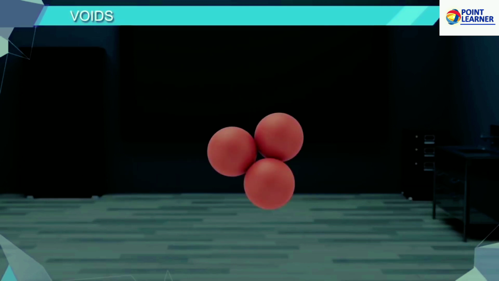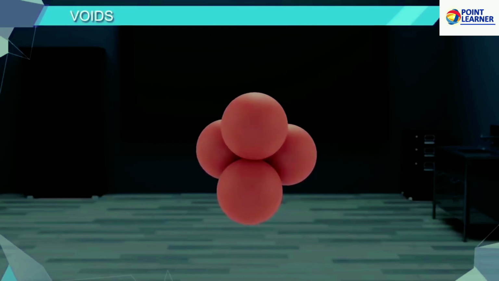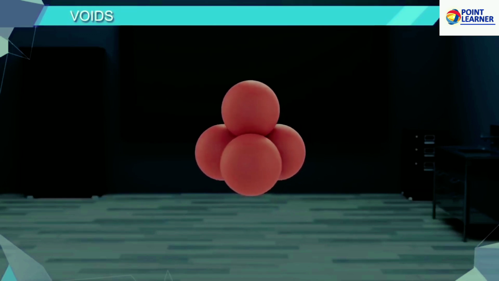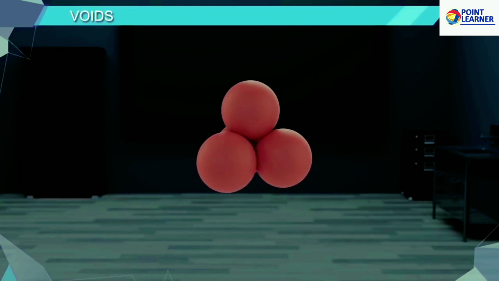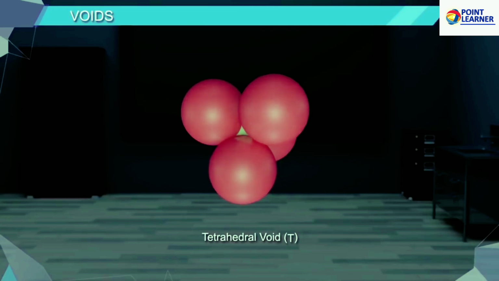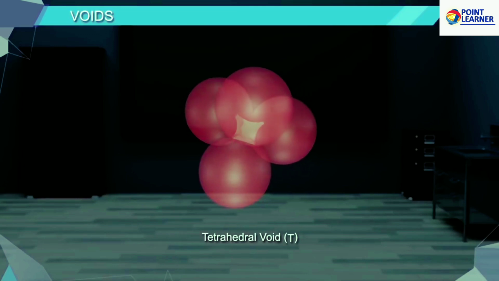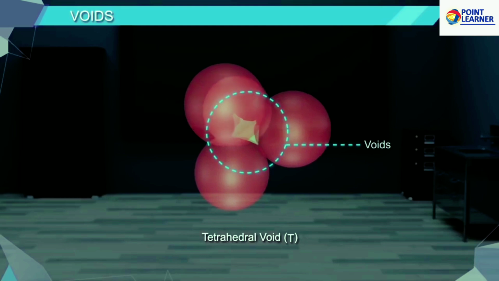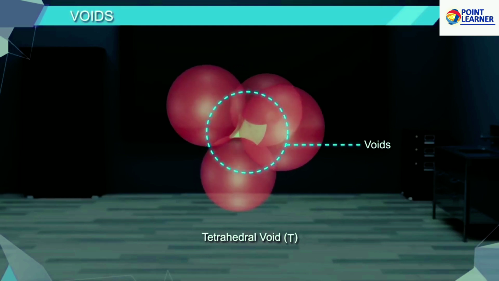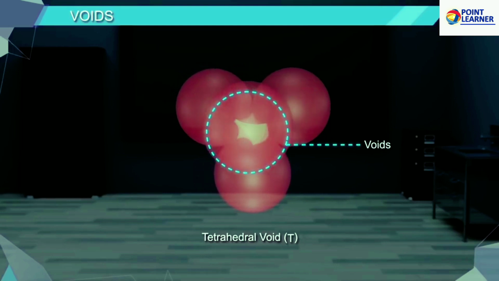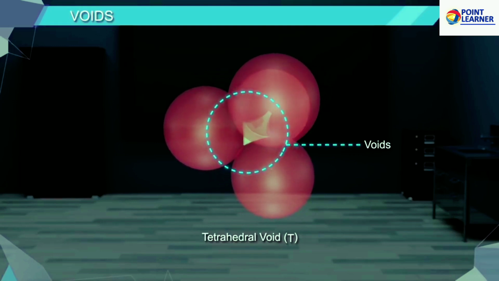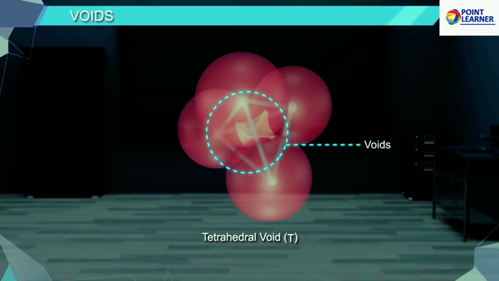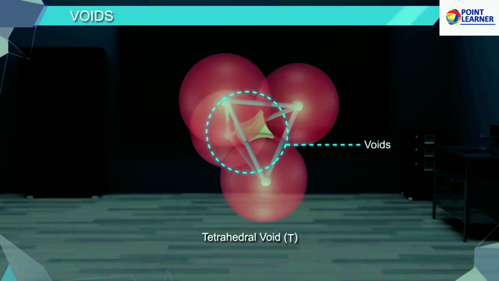When we place a close-packed layer above the depressions of the first layer, we will notice that at some places the triangular voids of the first layer are being covered by the spheres of the second layer. At such places, a type of void is formed. This type of void is known as a tetrahedral void, T, since a tetrahedron is formed by joining the centers of the four surrounding spheres.